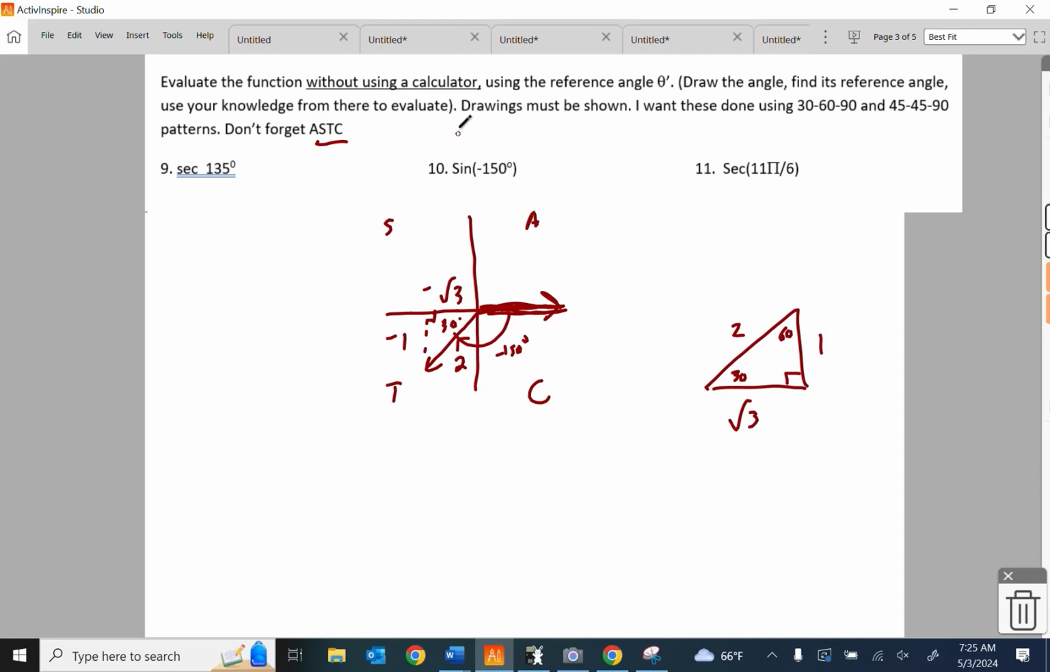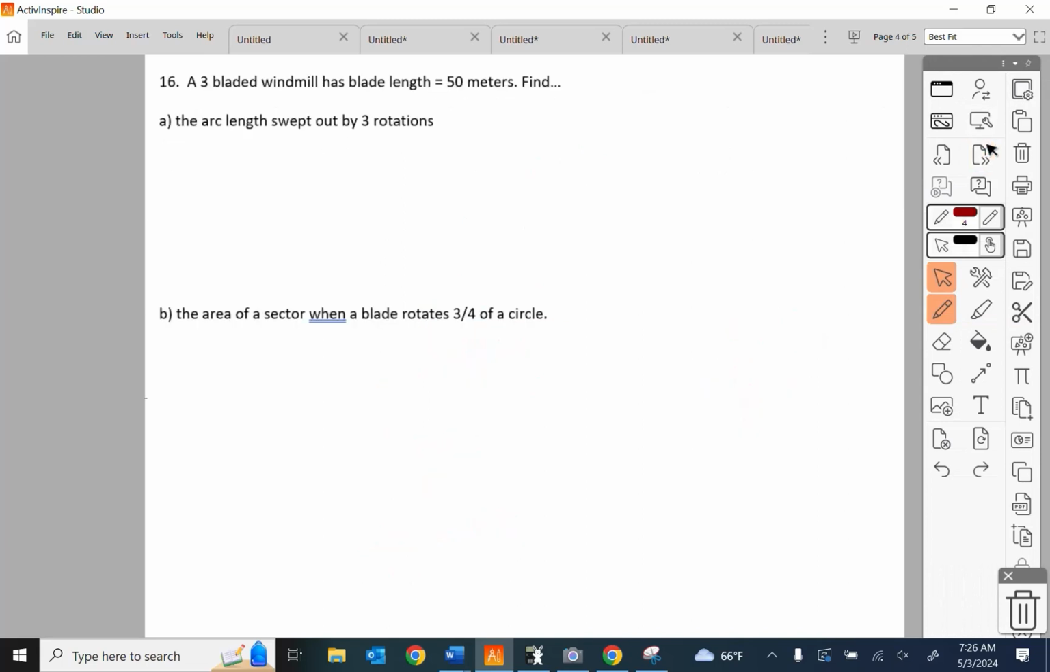Now, I mentioned ASTC. In this quadrant, only tangent and cotangent are positive. So since I'm looking for sine, this must be a negative. That's in case I forget my signs. So from SOHCAHTOA, I'm thinking about opposite over hypotenuse, and opposite of this 30 is a negative 1, and the hypotenuse is 2. Easy peasy. Shouldn't struggle. Not going to do any more of that.